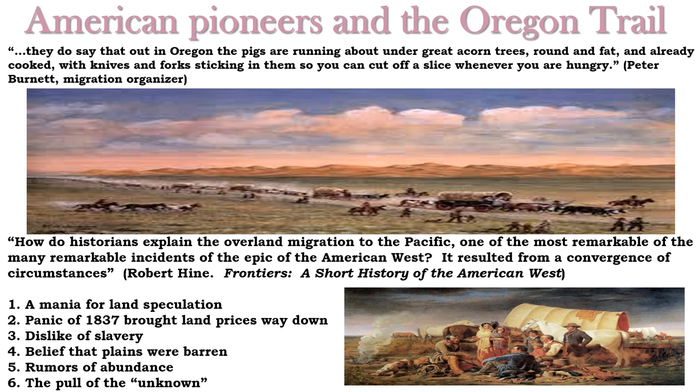Robert Hine, yet again, asks, how do historians explain the overland migration to the Pacific, one of the most remarkable of many remarkable incidents of the epic of the American West? It resulted from a convergence of circumstances. And among those circumstances that converged, he deals with a mania for land speculation. So lots of people came to acquire land. And this is partly where we get into conflict with Native Americans and Mexico.